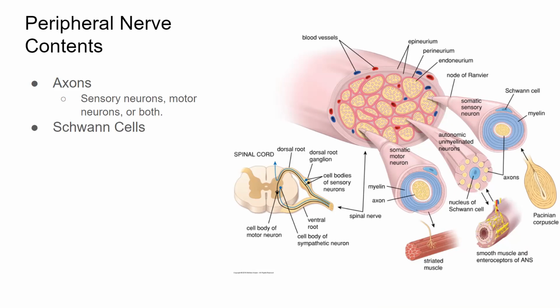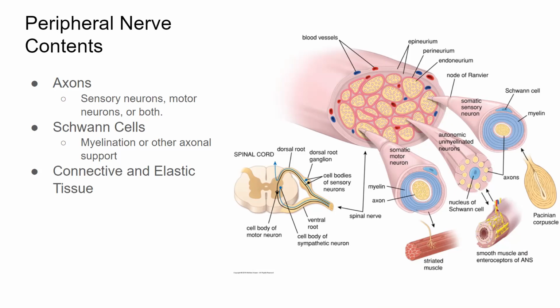Okay, next we have Schwann cells, which we talked about, myelinating the axons. We also have some connective and elastic tissue, and that is subdivided into 3 different areas. So we have the epineurium, which surrounds the peripheral nerve. When you look at a nerve, that's what you're looking at grossly, the epineurium. Perineurium, which surrounds these bundles of axons, and then the endoneurium, which surrounds individual axons, that kind of yellowish stuff.